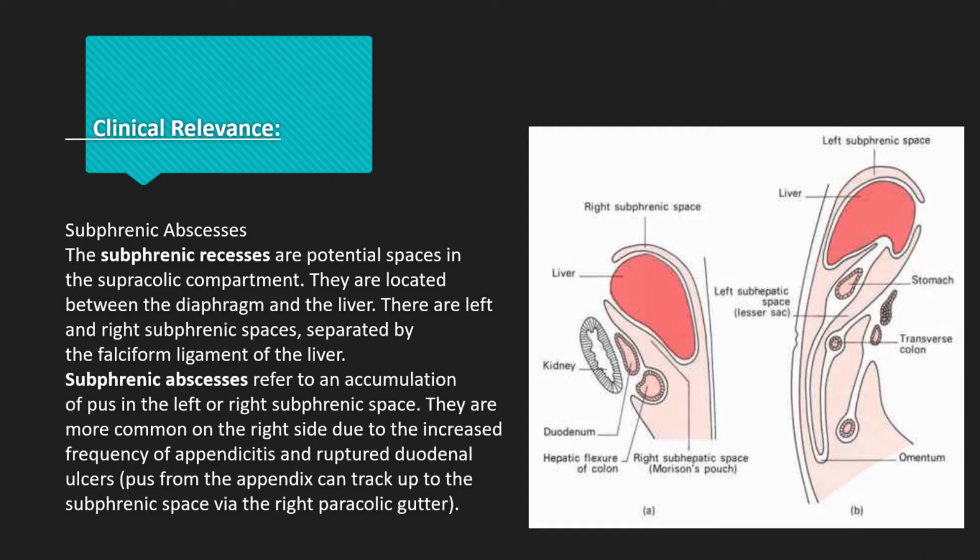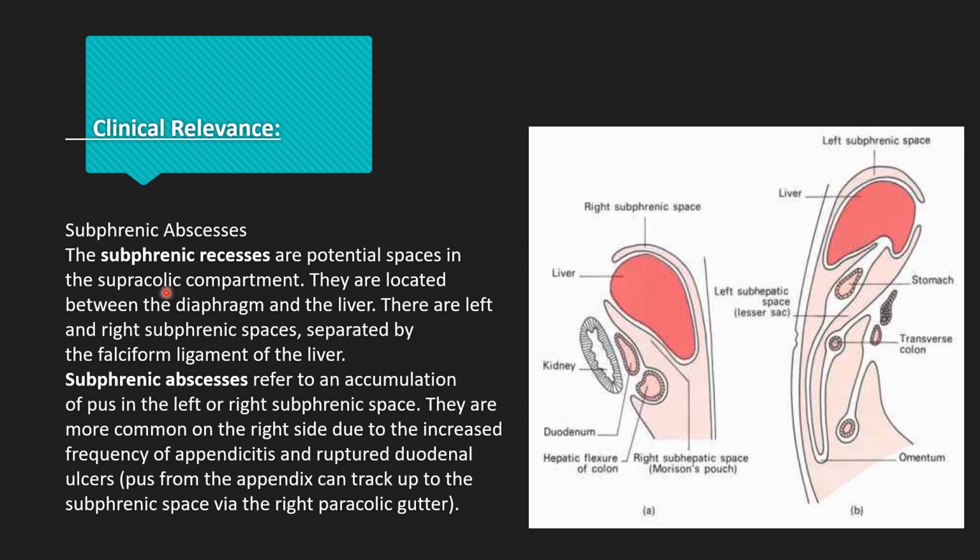So before I jump to the hepatorenal recess, or Morrison's pouch, the details of that peritoneal space, I would like to explain a bit of clinical relevance, which is related to the subphrenic abscesses. So what are the subphrenic abscesses? The subphrenic recesses, these are the potential spaces in the supracolic compartment. I mentioned this to you in the previous slides.